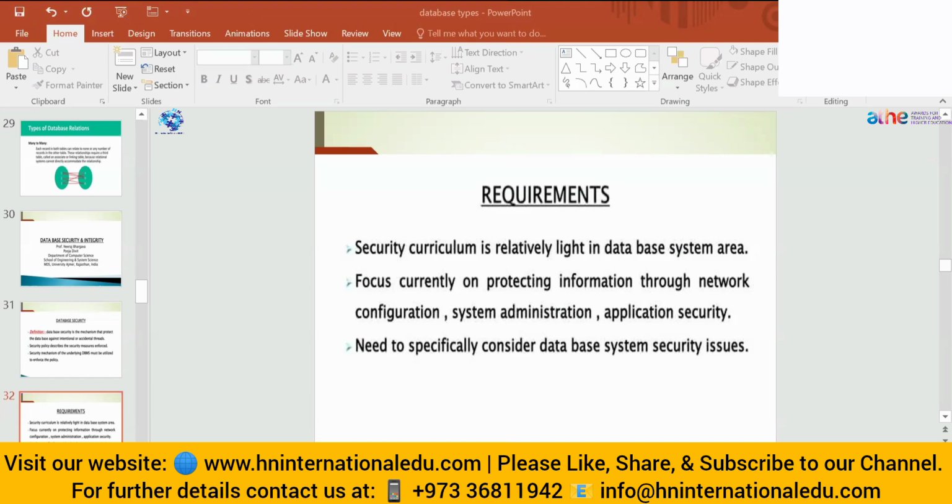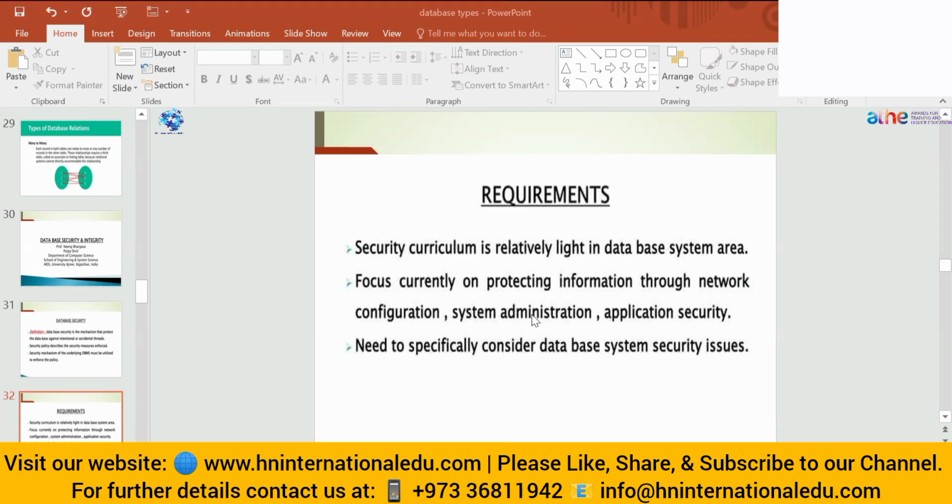When we talk about the requirements of database security, it doesn't mainly focus on the database system area, but on protecting information: how the network will be configured, how the administration of the system will be done, and how security will be provided to the application. We need to specifically consider database system security issues, as our only concern here is database security.